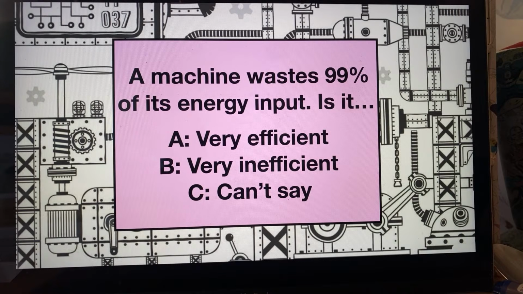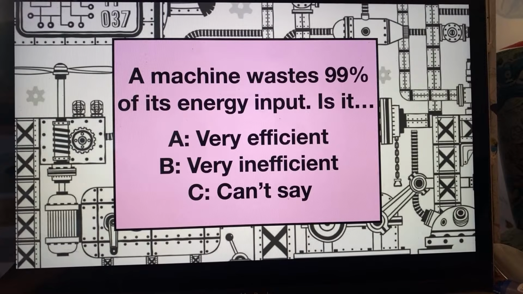If a machine wastes 99% of its energy input, is it A, very efficient, B, very inefficient, or C, cannot say, if it wastes 99% of its energy input? Oh, Rocklyn's here, and someone is agreeing with them. Oh, well done, Rocklyn. Yeah, exactly. Oh, nice. So Rocklyn in the comments is saying, we can't tell until we have the energy input.